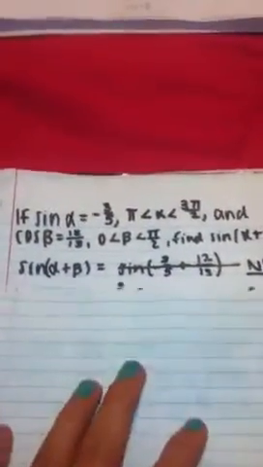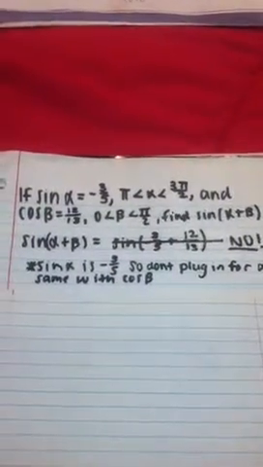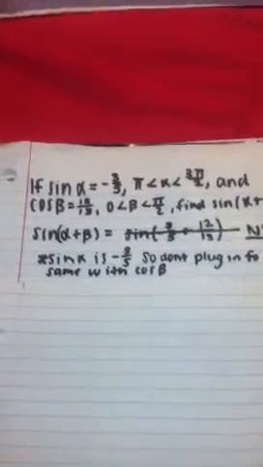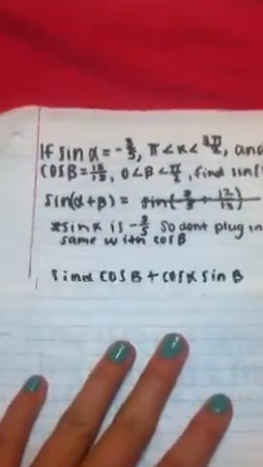No, this is actually not correct because sine of alpha is negative 3 over 5, so don't plug it in for alpha. Same with cosine of beta. Sine of alpha is negative 3 over 5. That's not what the alpha value is. That's one common mistake a lot of people do.